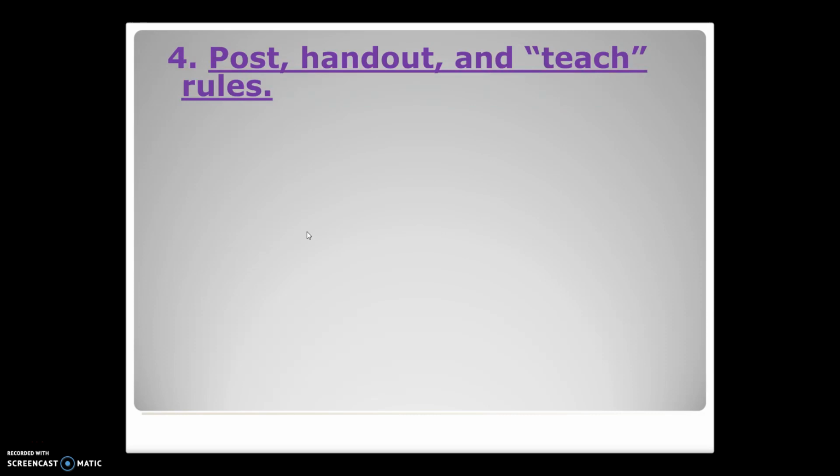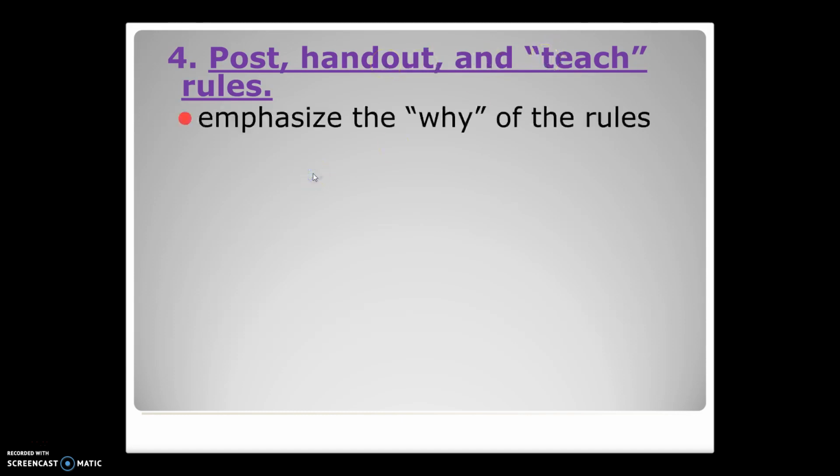Number 4, this one I won't really get to see so much in your work that you do for the classroom management plan, but when you become a teacher in your own classroom, or if you are a teacher, it's important that you post those expectations on a wall, hand them out to students, and teach those rules. And that's what I was referring to earlier when you talk about these expectations with students, really emphasizing the why.